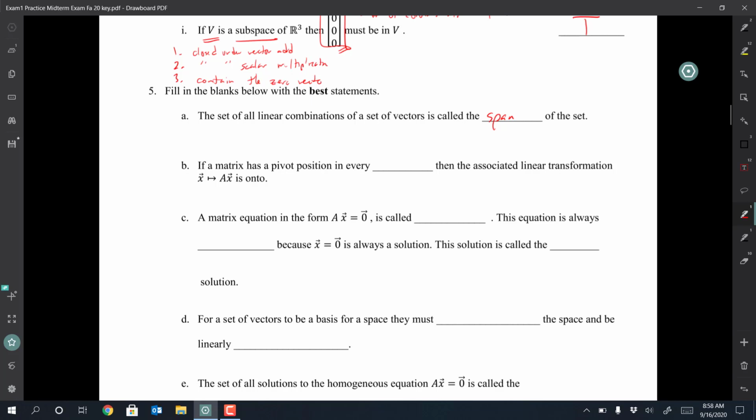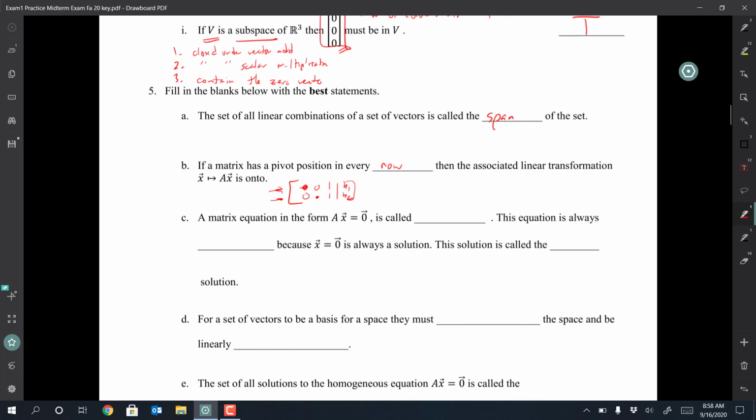If a matrix has a pivot position in every what, then the associated linear transformation is onto. We talked about this in true and false. If there's a pivot position in every row. Remember, onto says that for every b, there's at least one x, at least one solution to Ax equals b. And if there's a pivot in every row of A, there's no way there could be a pivot in the augmented column. That tells me there will always be a solution.